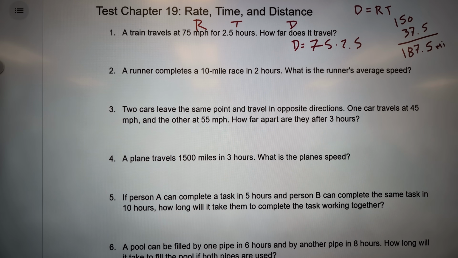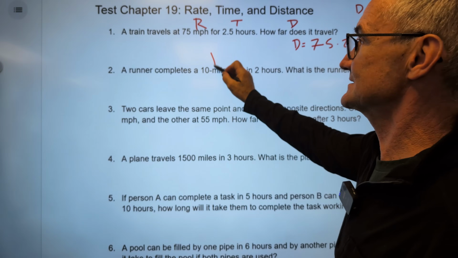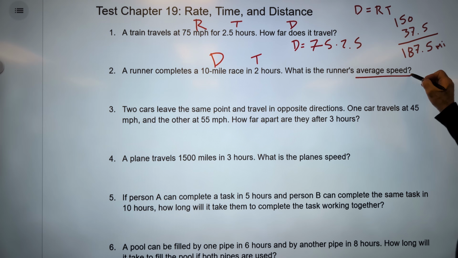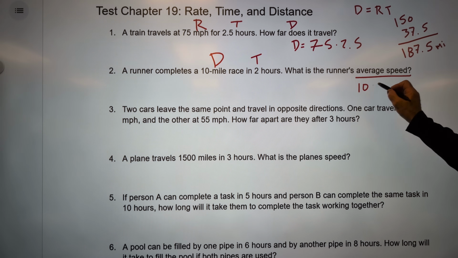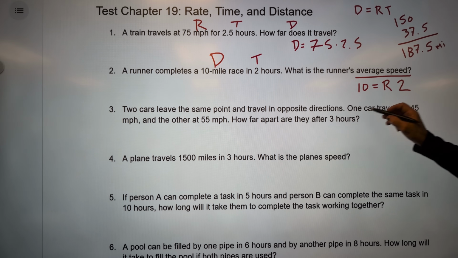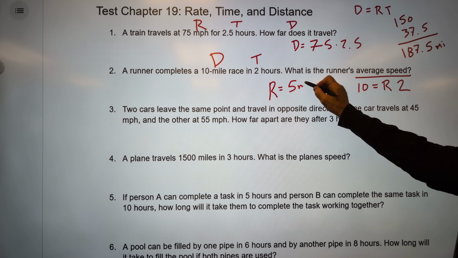Number 2, a runner completes a 10-mile race in 2 hours. I'm given distance, and I'm given time. What is the runner's average speed? That's going to be the rate. So distance is equal to rate times time. I divide both sides by 2, and I get a rate of 5 miles per hour.